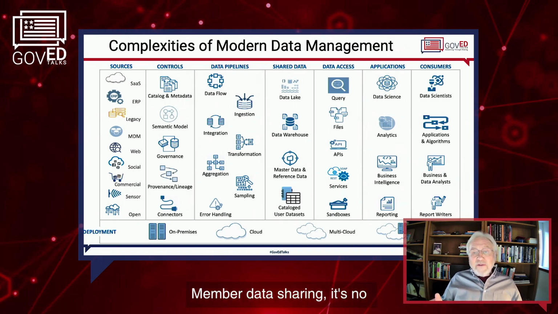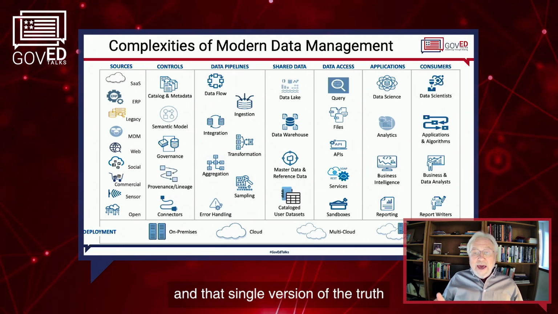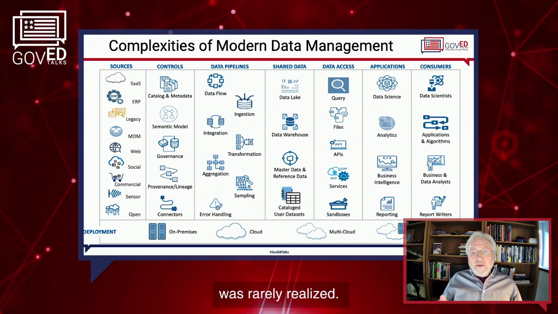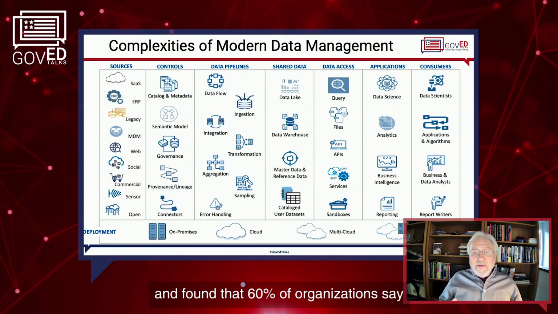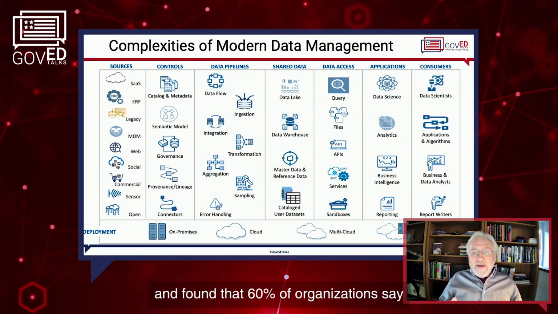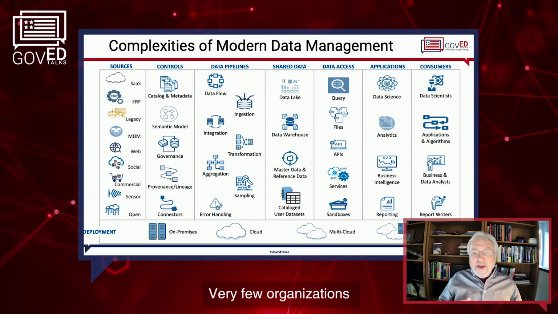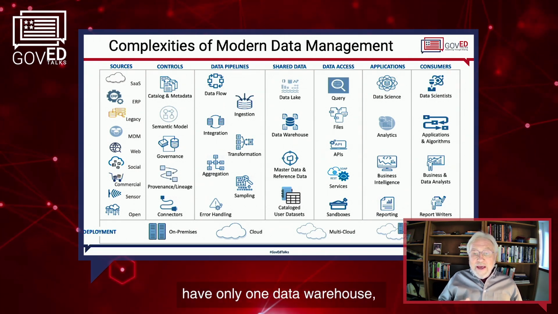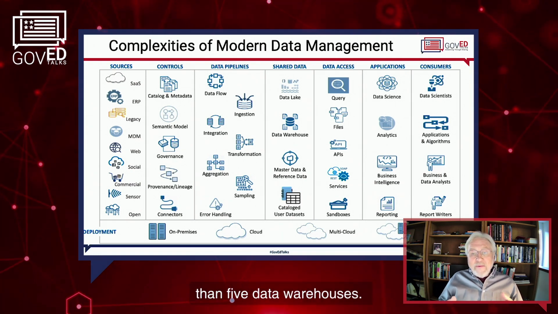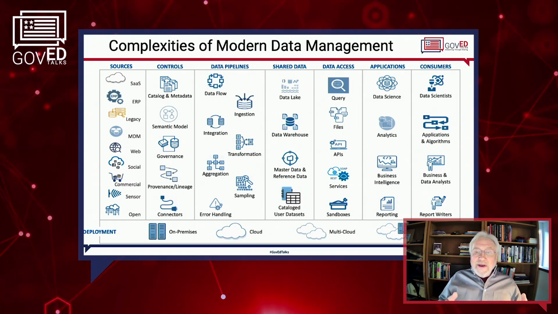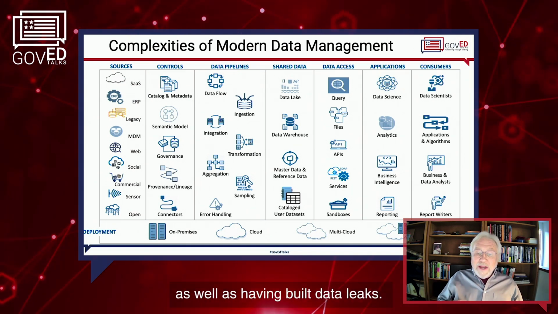And then the data sharing, it's no longer the data warehouse, that goal of single version of the truth. And that single version of the truth was rarely realized. I've done some recent polling and found that 60% of organizations say they have between 2 and 5 data warehouses. Very few organizations have only one data warehouse, and nearly 20% have more than 5 data warehouses. So we've got this multiple data warehouse scenario as well as having built data lakes.